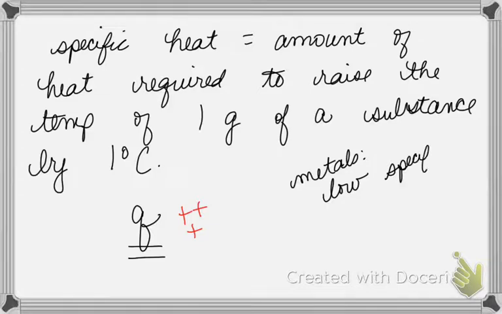And the symbol for specific heat, of course, is S. So metals have a low specific heat, very small numbers. That means it doesn't take a lot of heat, a lot of Q, for the temperature of the metal to go up. Okay, so they can hold on to a lot of heat and their temperature goes up.